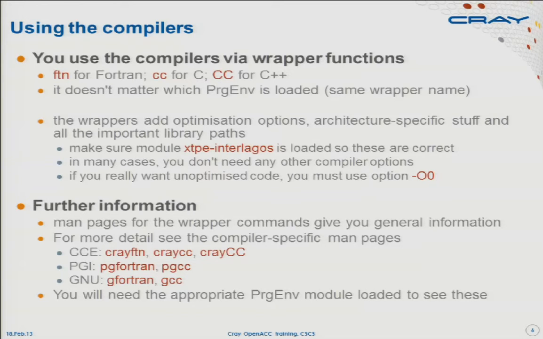You should also make sure that this module is loaded. That makes sure that you're using the CPU correctly, the right flags are being used. In most cases, you probably don't need any other compiler flags. The default is optimized code with the Cray compiler, the Cray programming environment. If you really want unoptimized code, you should say -O0. By default, you're getting -O2 with the Cray compiler. OpenMP is recognized by default. If you don't want OpenMP, you have to switch it off. That's another kind of gotcha.